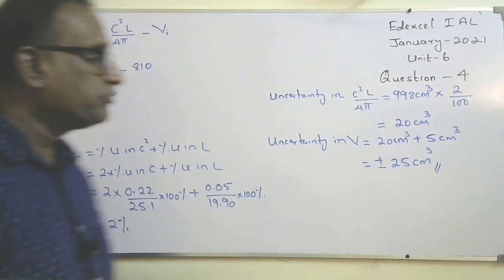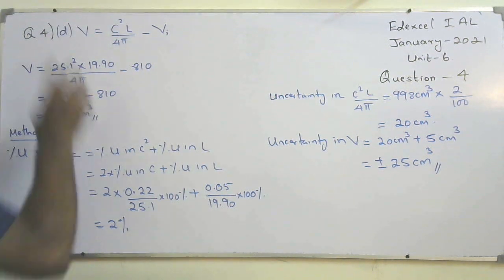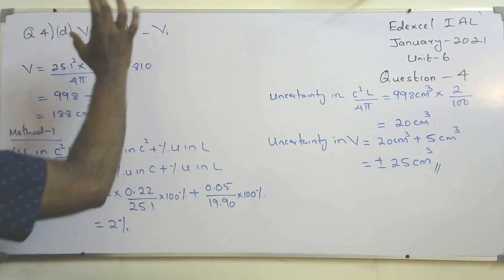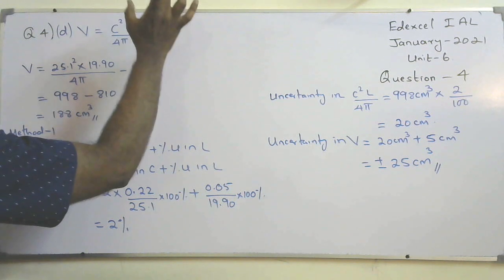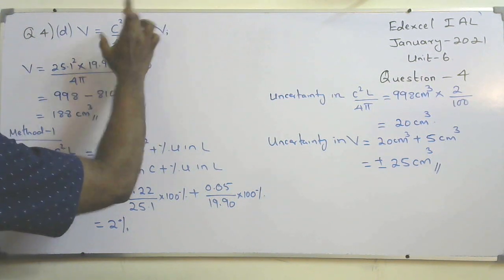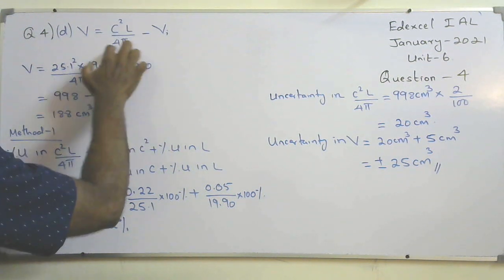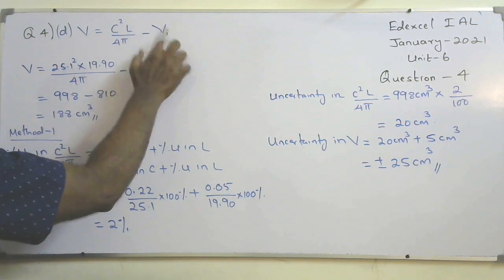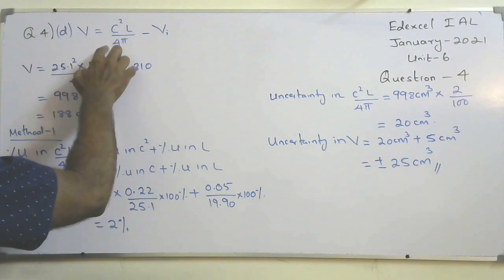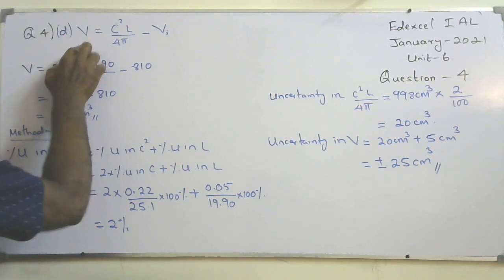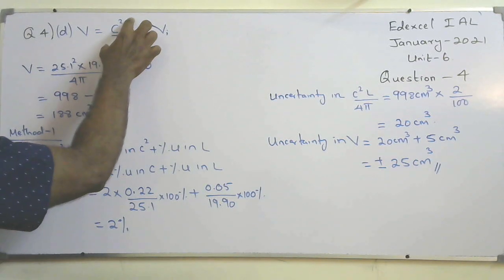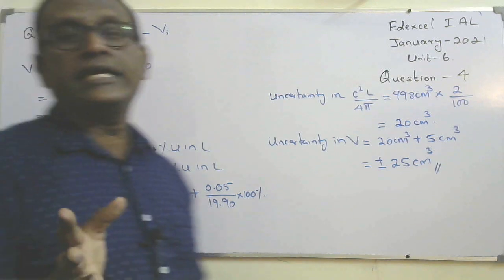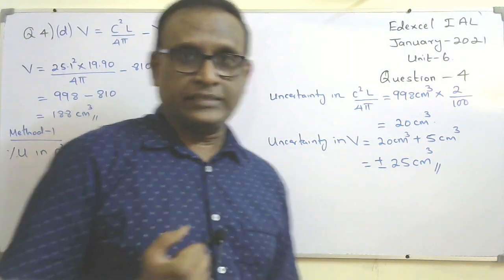Okay, so here I need to find the uncertainty in V. To find the uncertainty in V, I should find the uncertainty in this quantity, C squared L over 4 pi, because this value, V i, is subtracted from this one, which means uncertainty in V is equal to uncertainty in C squared L over 4 pi plus uncertainty in V i. Uncertainty in V i, we know that already. That is given in the question paper.